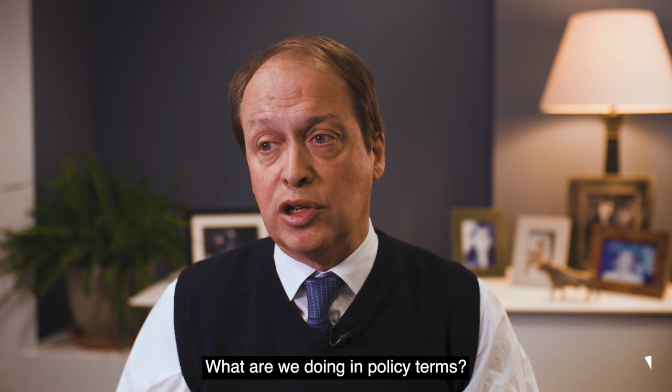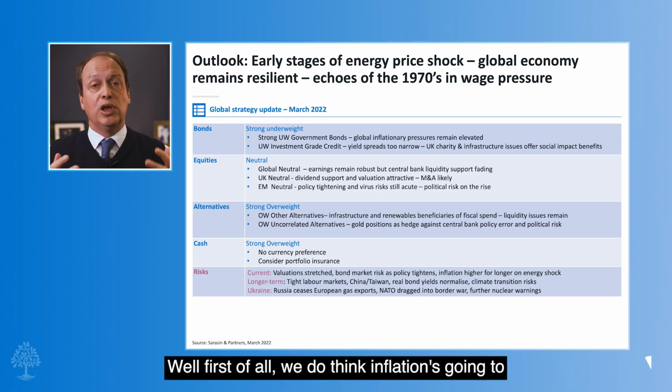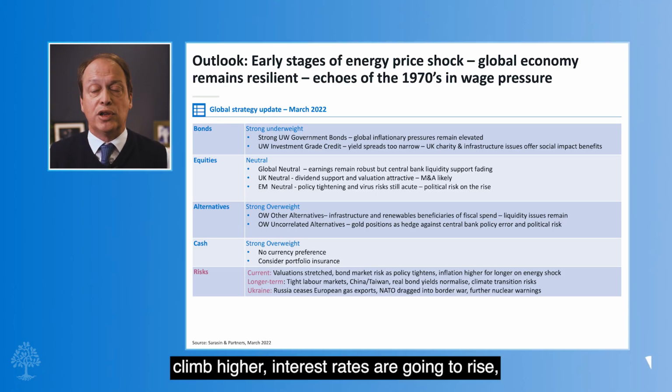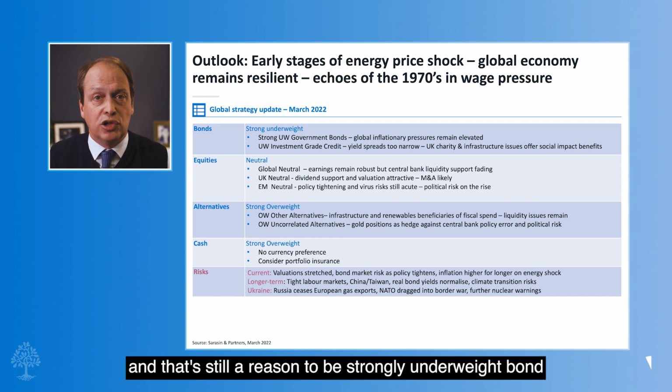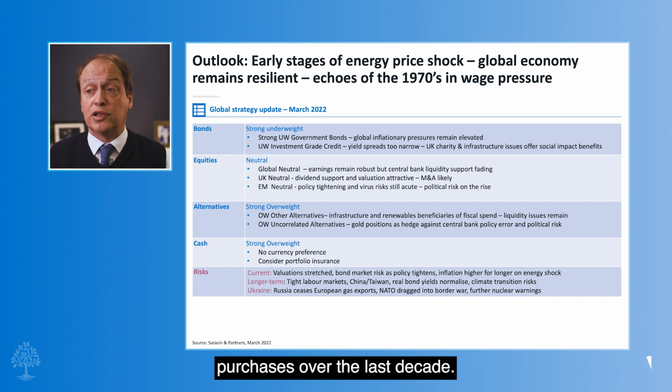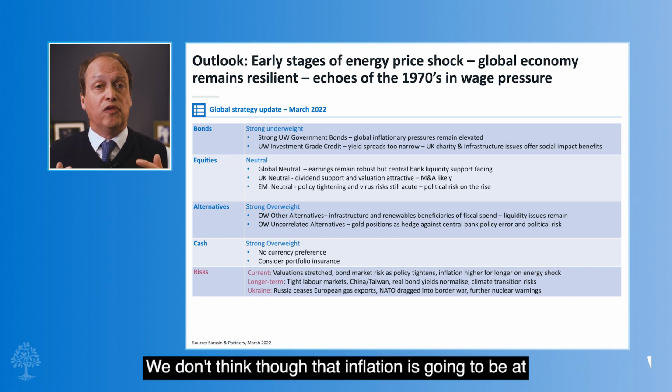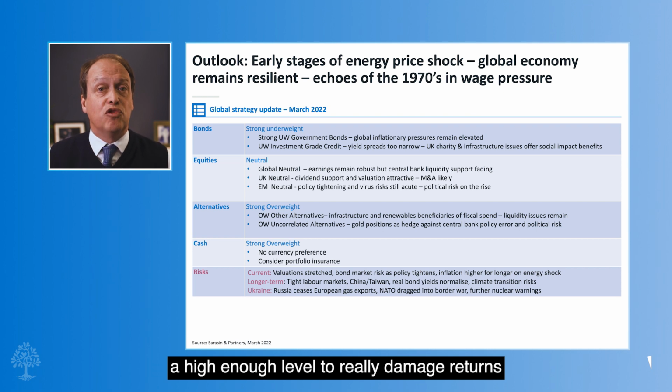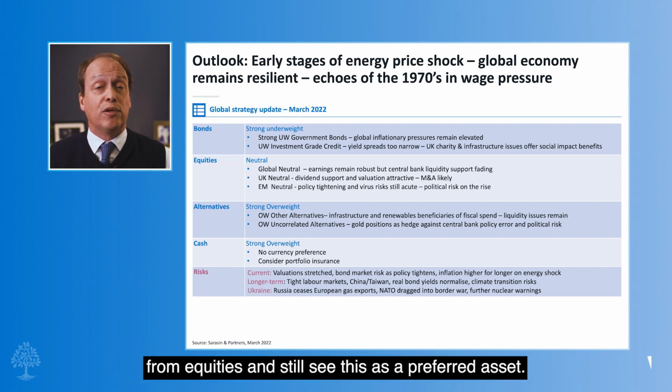So how are we reacting to this? What are we doing in policy terms? Well, first of all, we do think inflation is going to climb higher, interest rates are going to rise, and that's still a reason to be strongly underweight bond markets, which are so heavily distorted by government purchases over the last decade. We don't think, though, that inflation is going to be at a high enough level to really damage returns from equities. We still see this as a preferred asset.